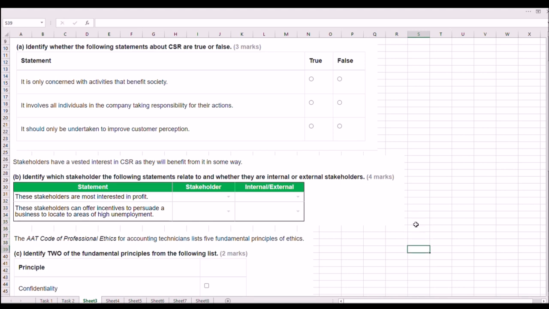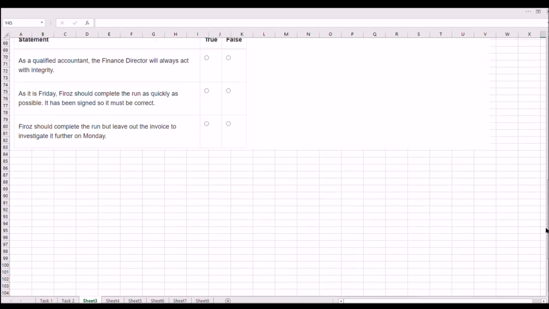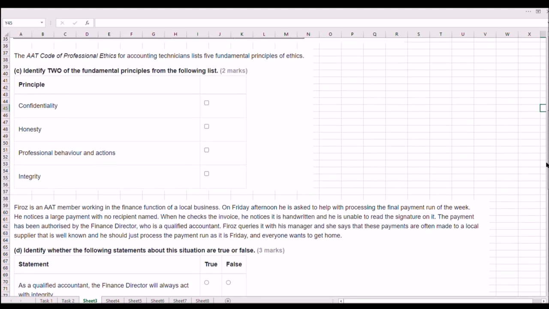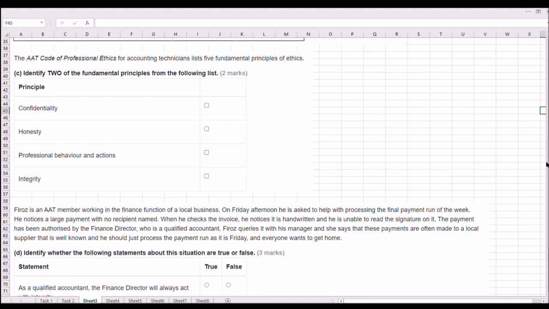Okay, so we've got our code of ethics here. So we've got our five. So AAT's Code of Professional Ethics for Accounting Technicians lists five fundamental principles in here. So there are five fundamental principles of ethics: integrity, objectivity, professional competence and due care, confidentiality, and professional behavior.